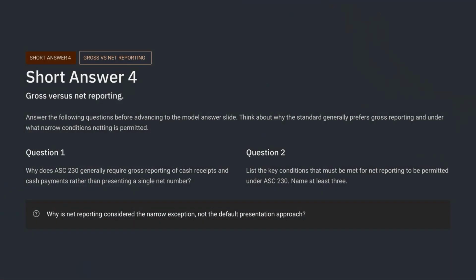Short answer 4 asks about gross versus net reporting. First, why does ASC 230 generally require gross reporting of cash receipts and payments rather than presenting a single net number? Second, what key conditions must be met for net reporting to be permitted? Name at least 3. Third, why is net reporting considered the narrow exception, not the default? Think from the user's perspective. Would a single net number show the scale of cash activity, or could it hide important inflows and outflows? Build your answer around transparency, turnover, size, and maturity.